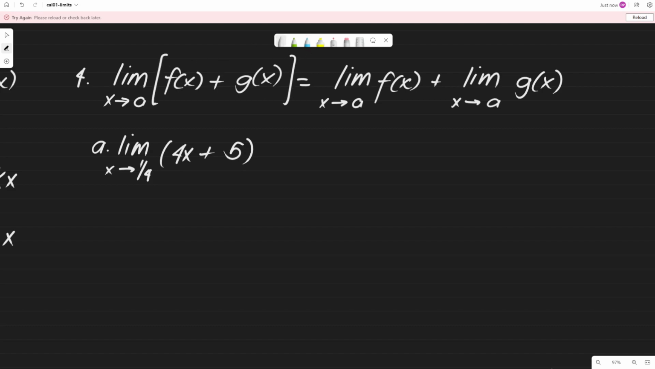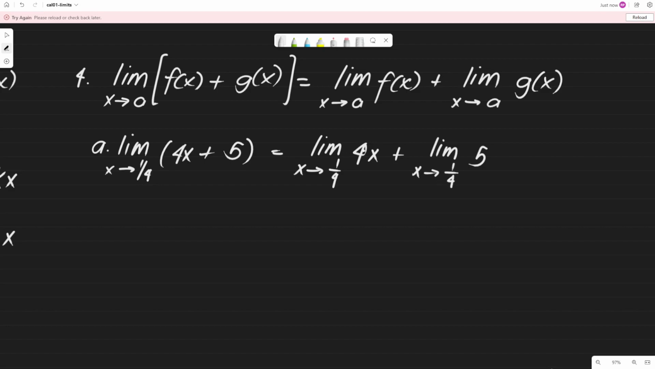Okay, so letter A. Let's try to solve. We have the limit of 4x plus 5 as x approaches 1/4. So let's distribute our limit operator: the limit of 4x as x approaches 1/4 plus the limit of 5 as x approaches 1/4 as well.